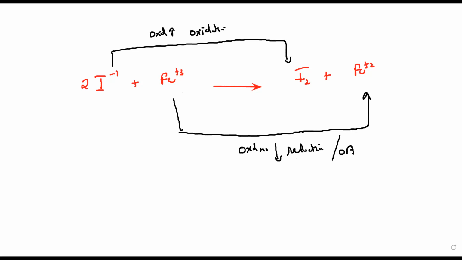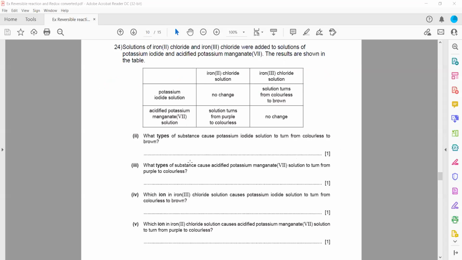So in this question they're asking which ion in iron 3 chloride is causing the iodide ion to turn into iodine molecule. So basically iron 3 is causing the change of iodide ion into iodine molecule. And same thing, which ion in iron 2 chloride causes the potassium manganate to turn from Mn7, which is purple, to colorless? So iron 2 ion is causing that change from purple to colorless, because Mn7 will gain electrons and iron 2 will lose electrons.